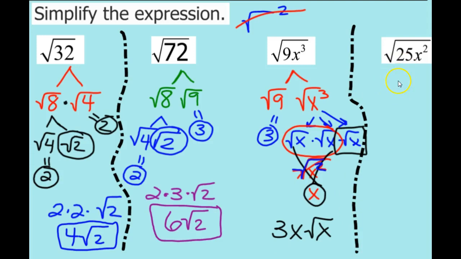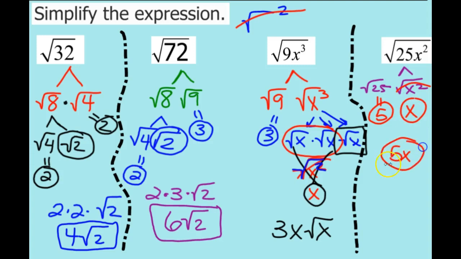Alright, last one. I know we have the square root of 25, and I have the square root of x squared. Well, square root of 25, I know 5 times 5 is 25, so this is equal to just 5. And the square root of x squared, a square root and a square cancel out and just leave me with x. So we have 5 and x, or 5x.